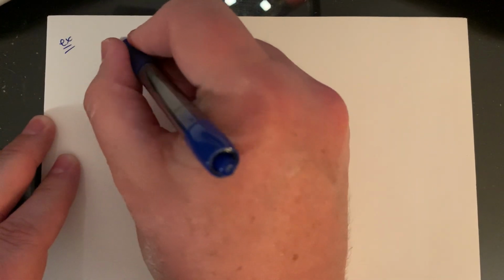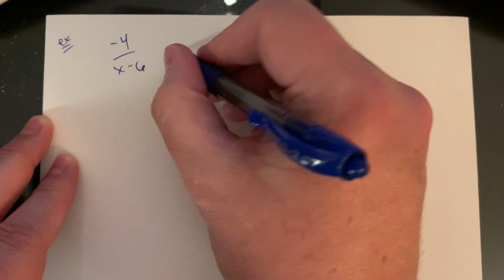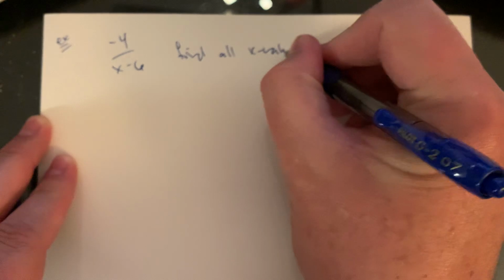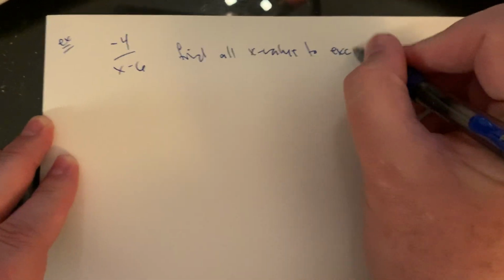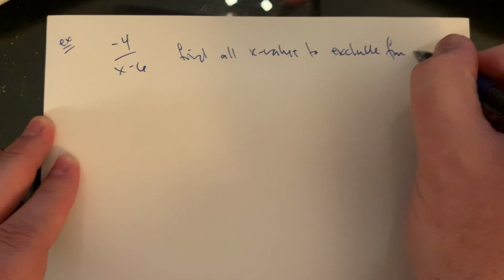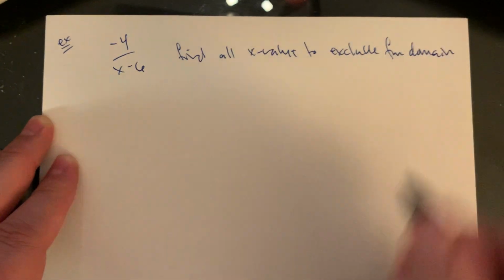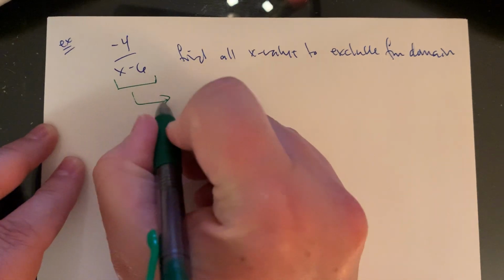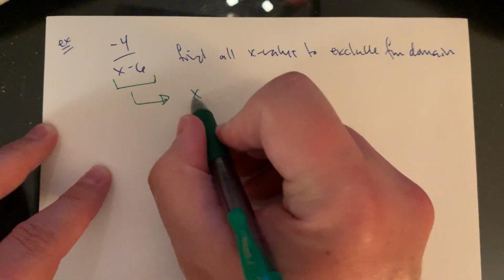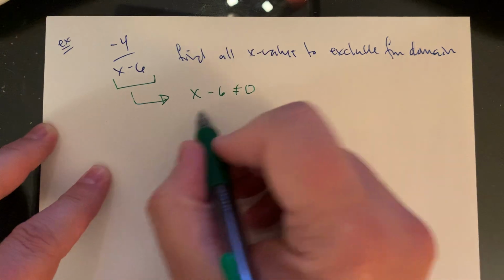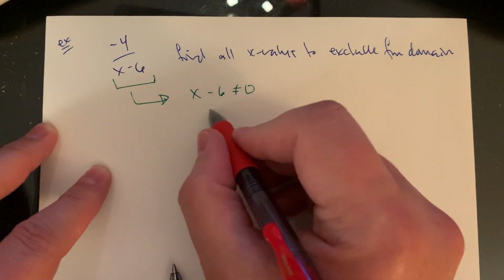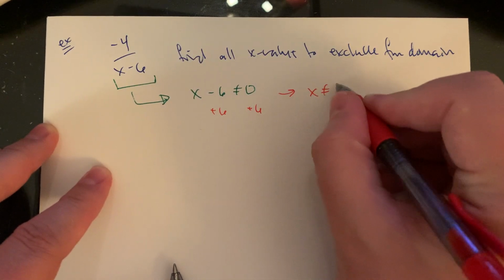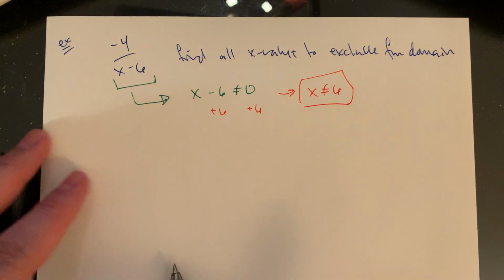So same instructions. Let's do negative 4 over x minus 6, right? Find all the x values to exclude from our domain. So this one again is really short. All I'm doing is taking the denominator. X minus 6 cannot equal 0. If I just add the 6 to both sides, this means x is not allowed to be 6. And we're there.